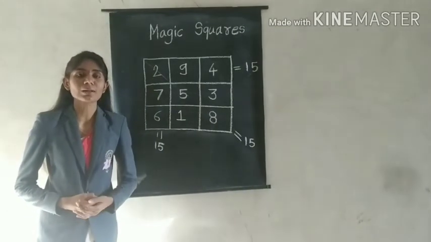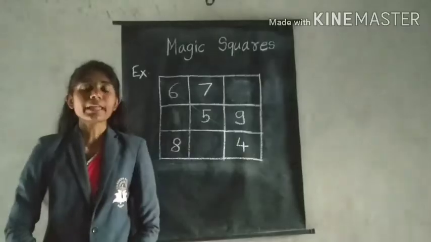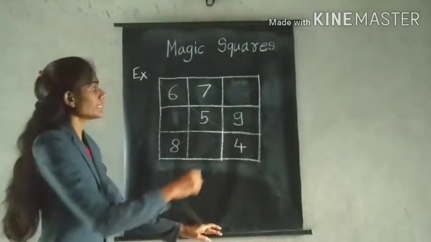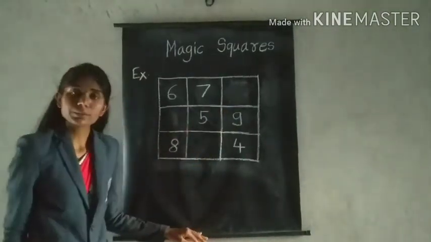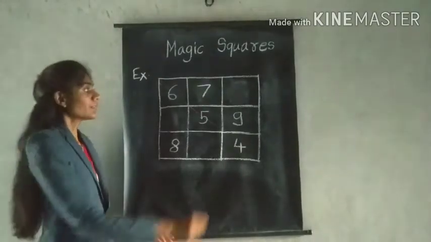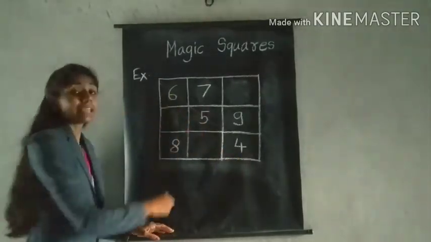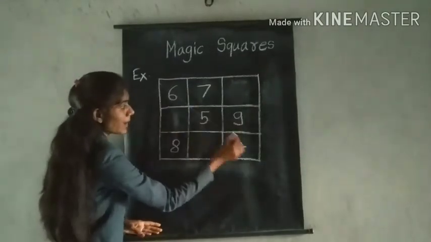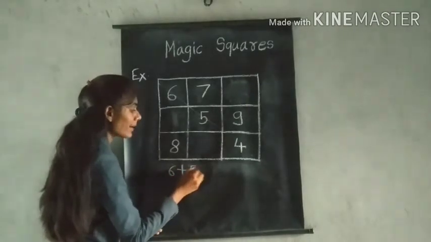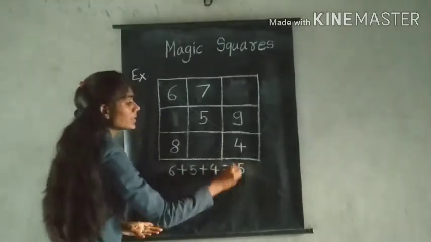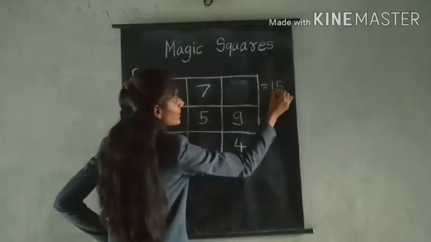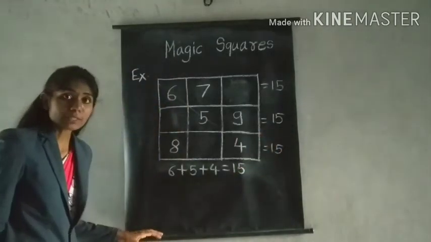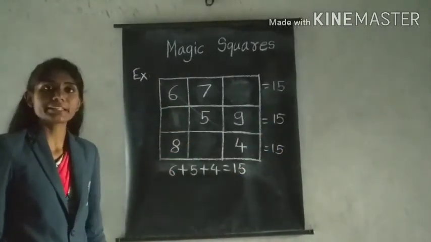Let's see how to solve the magic square examples. Now let's see how to solve the example based on the magic square. Here we need to find the empty places in this square. As we know, the diagonal sum as well as line wise sum will be the same. As we know the diagonal numbers 6, 5, 4, their sum is equal to 15. In the same way the row wise sum will also come 15. This we know very well. So by using this we can fill the numbers directly in the empty boxes.